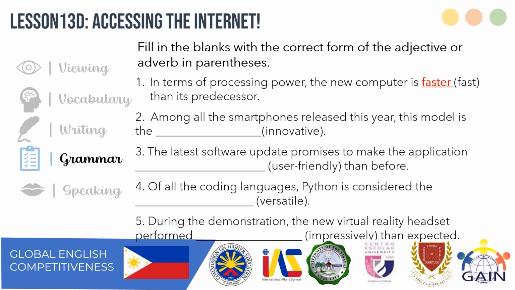This time, let's put your knowledge on comparative degree and superlative degree of adjectives and adverbs to a test. Fill in the blanks with the correct form of the adjective or adverb in parentheses. For example, in number 1, in terms of processing power, the new computer is faster than its predecessor. Faster because we are only comparing new computer and its predecessor. Now pause the video and answer the rest of the items. Here are the correct answers.